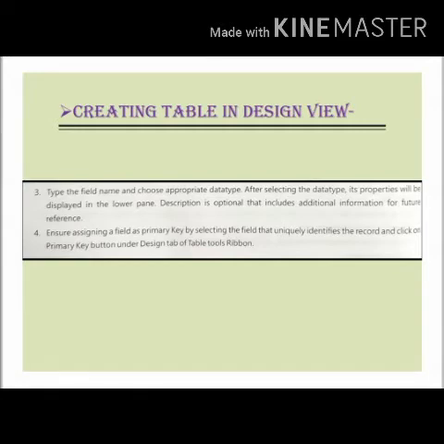Now the description is optional, that includes additional information for future reference. It's optional, no need to fill it, and if you require it then you can fill it, otherwise there is no need. The fourth step is to assign a field as primary key by selecting the field that uniquely identifies the record and clicking on the primary key button under the design tab of the table tools ribbon.